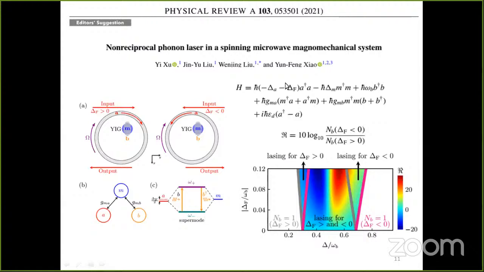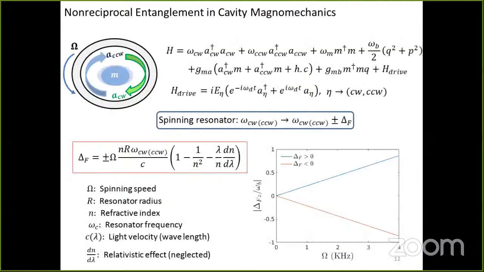So our work is motivated by these works, which basically use a spinning resonator and magnons coupled to each other. What we are going to consider here is a whispering gallery cavity like this. We have two modes: one is the clockwise mode and the other is the counterclockwise mode. And these two modes are simultaneously coupled to the magnon mode. And there is a phononic mode associated with the magnon.